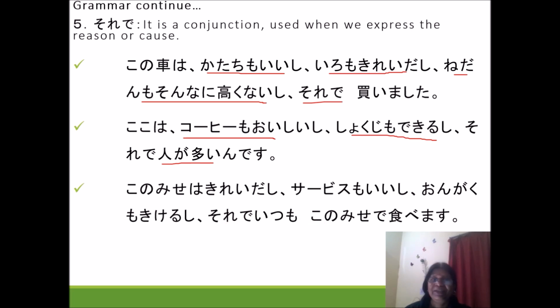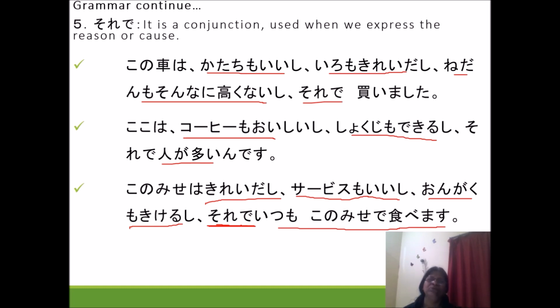Kono mise wa kirei da shi, this shop is very clean or beautiful. Sabisu mo ii shi, the service is good. Ongaku mo kikeru shi, you can listen to the music. Sore de itsumo kono mise de tabemasu. That is the reason I always eat in this shop. When you explain a reason or cause, we use sore de in a sentence.